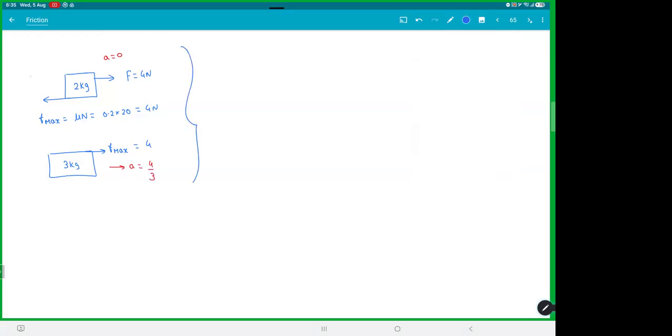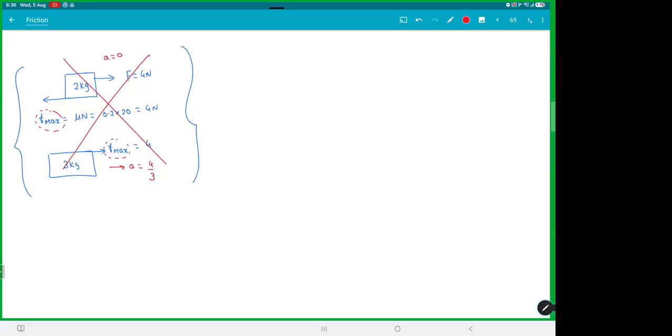So be careful with this. This is a blunder. You can't do this. Why? The first problem is this. Who told you friction is maximum? When do you take friction as maximum? When you're sure the blocks are slipping. If you're 100% sure the blocks are slipping, then you can take F as maximum. So we don't know whether the blocks are slipping or not.